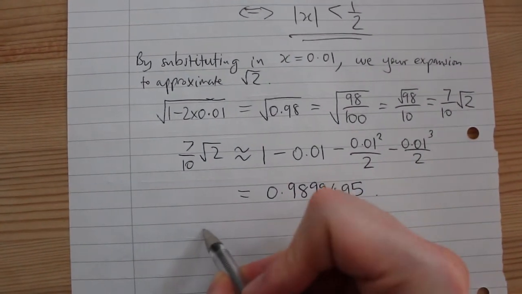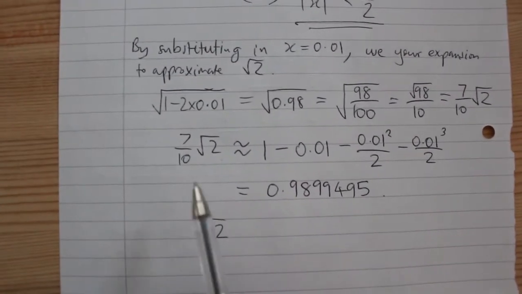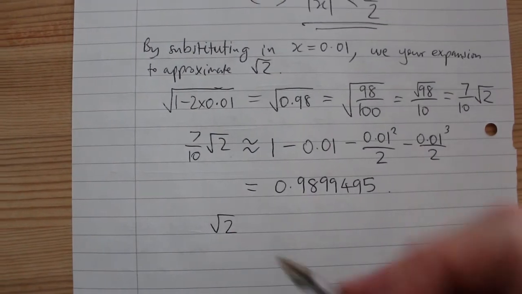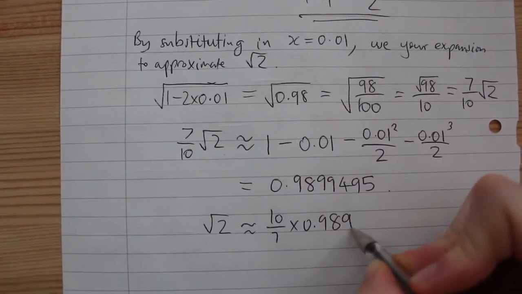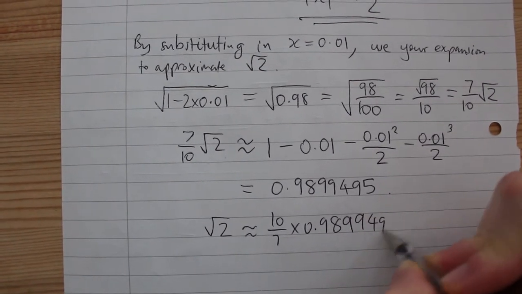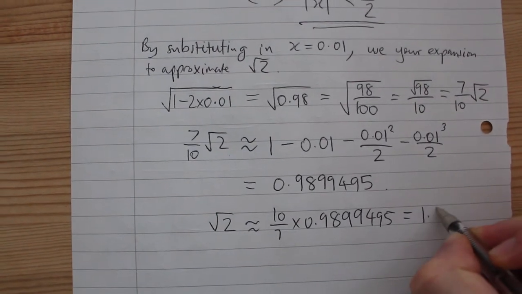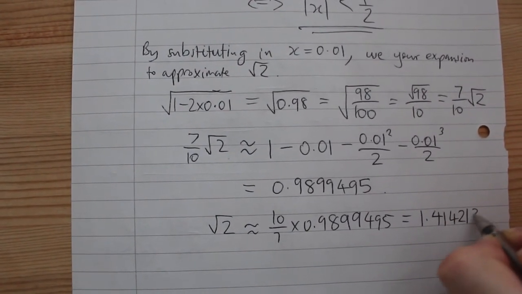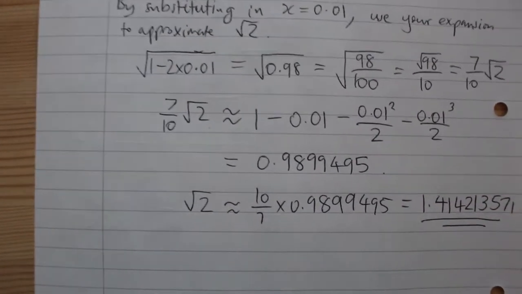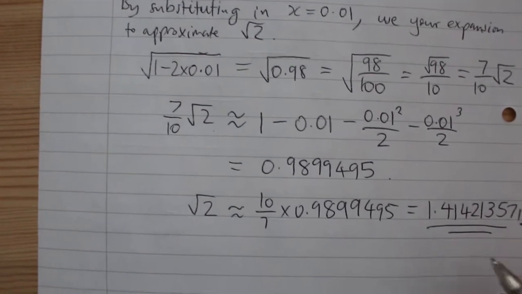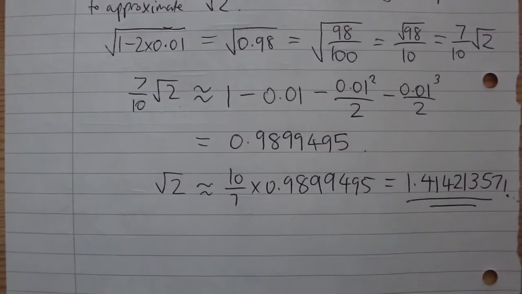And then to approximate root 2, we need to make it so it's just root 2 on this side. So we can times both sides by 10/7. So root 2 is approximately 10/7 times 0.9899495, which gives us 1.414213571. So this is our approximation, and it continues. But this is our approximation to root 2.